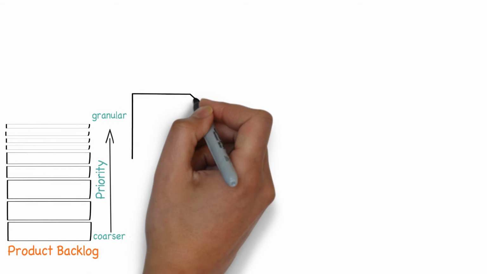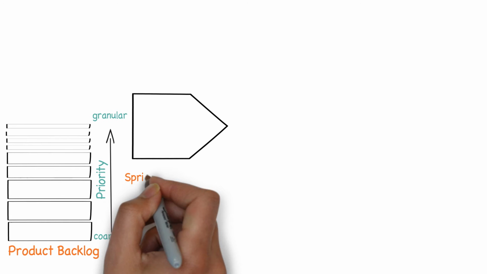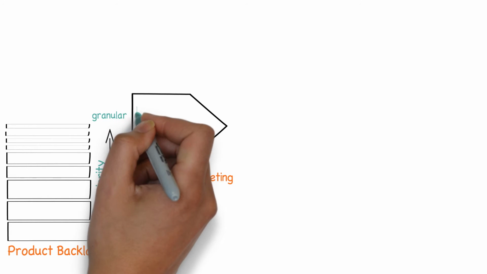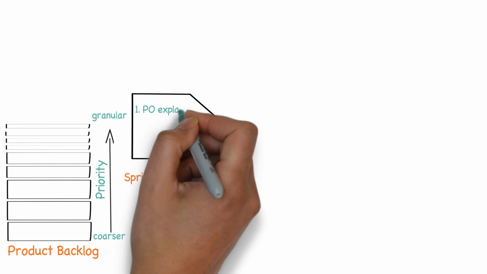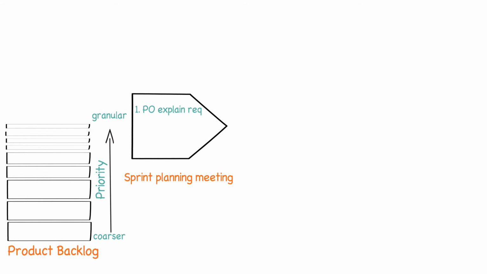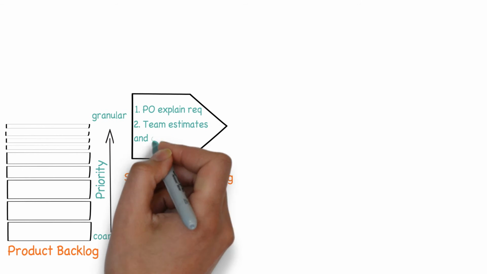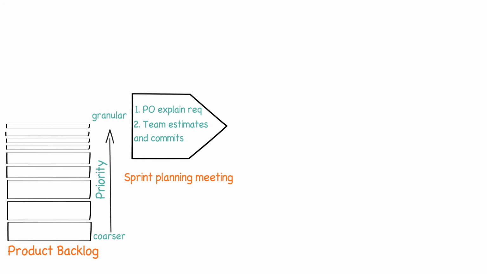The sprint, which is time-boxed iteration, starts with the sprint planning meeting of 2 to 4 hours. This is where the PO and the team comes to an agreement on what they develop in the sprint. The meeting is split into 2 parts. In part 1, the PO explains the requirements that he would like the team to work on and also answer the team's queries.